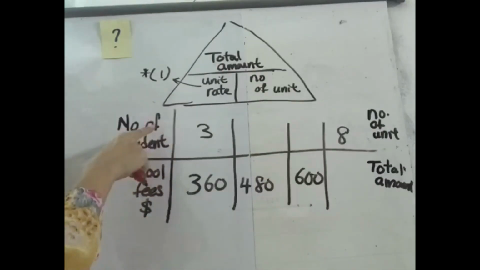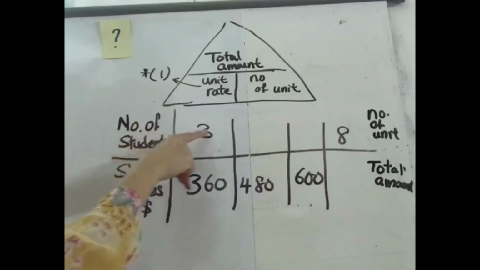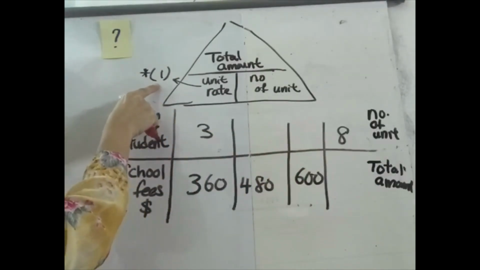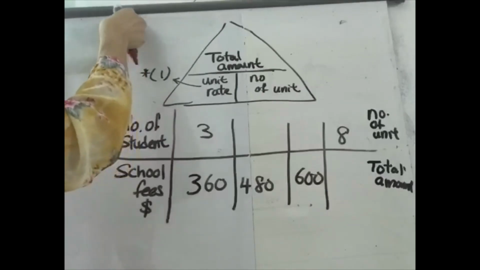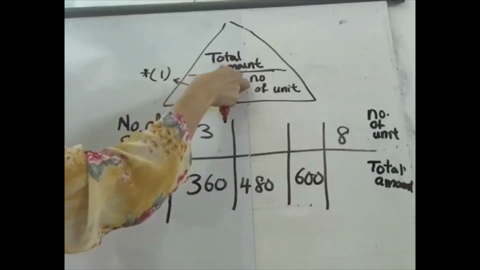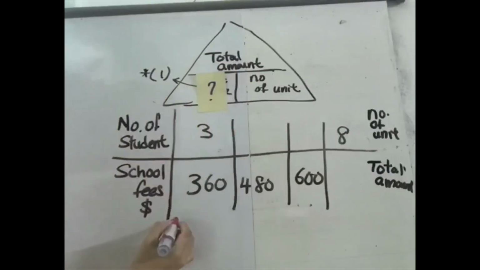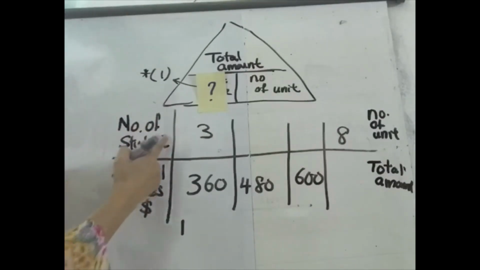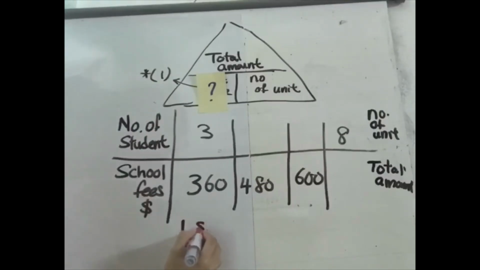Do we find any 1? The unit rate, do you find 1? No, but we have to do 1 first. We have to find 1 first. So this is now what we're going to do. We're going to find 1. Okay, we don't know 1, so we're going to write down 1. 1 what? What is the unit this time? It's student, so 1 student.